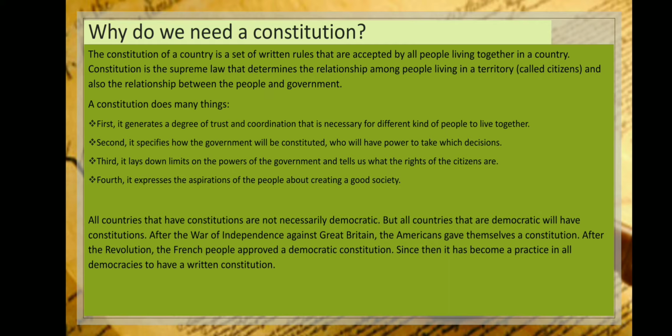All countries that have constitutions are not necessarily democratic, but all countries that are democratic will have constitutions. Constitution means a set of written rules. After the War of Independence against Great Britain, Americans gave themselves a constitution. After the revolution, the French people approved a democratic constitution. Since then, it has become a practice in all democracies to have a written constitution.